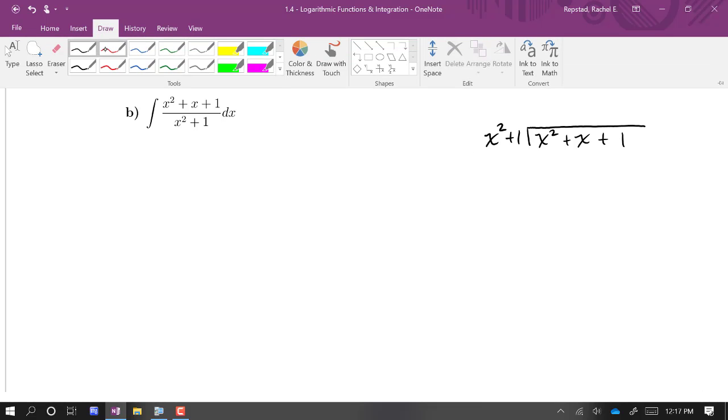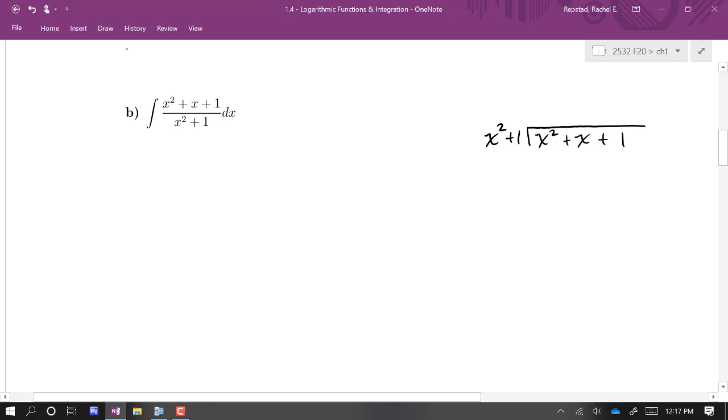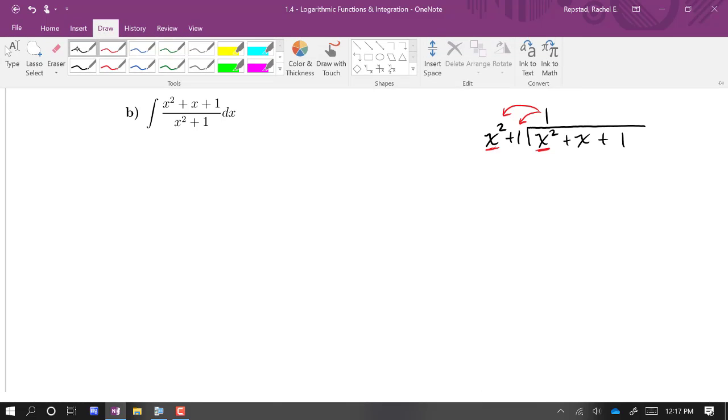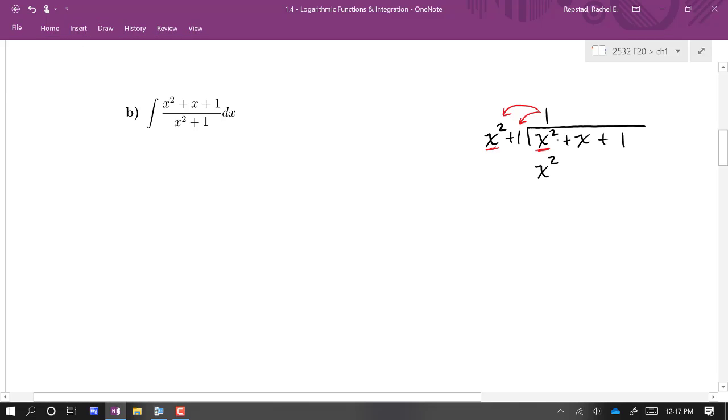Here's a little refresher on polynomial long division. Looking at just the first terms, what do I multiply by x squared to get x squared? That is, of course, 1. Now I'm going to take this 1 and distribute, multiplying by the whole divisor, x squared plus 1. And I'm going to have to subtract the whole thing. So x squared minus x squared is nothing. Then we bring down the x, and 1 minus 1 is nothing. So when I do the subtraction, I just get x.